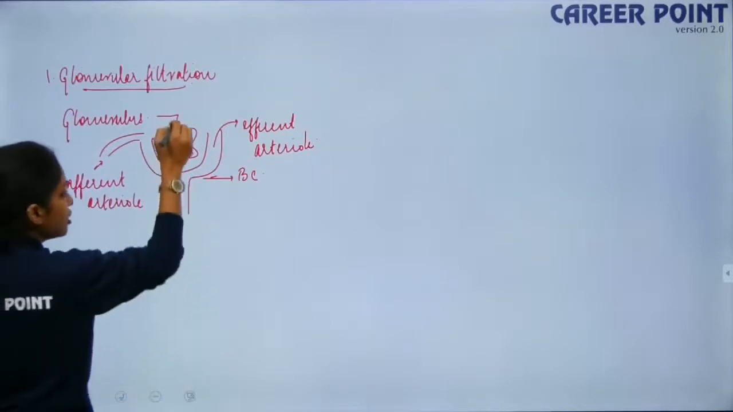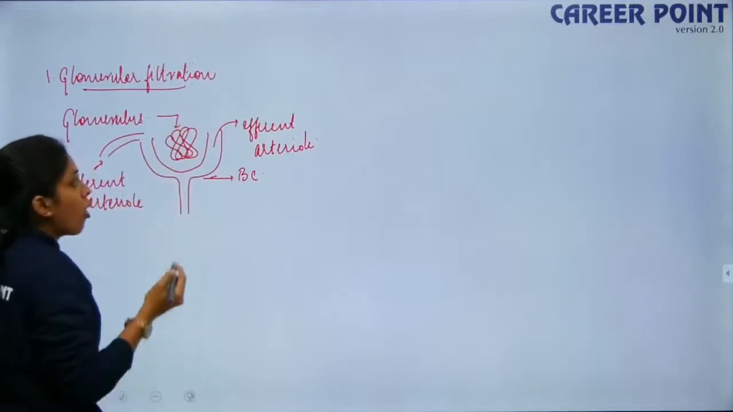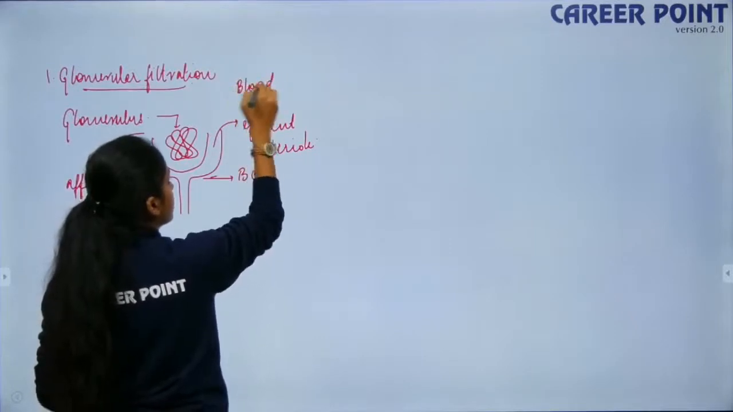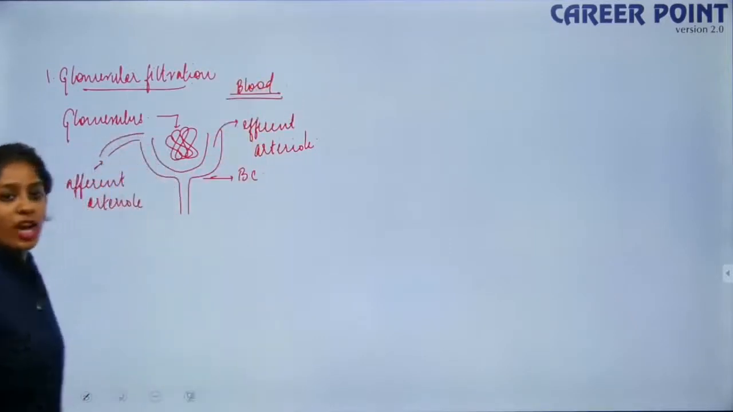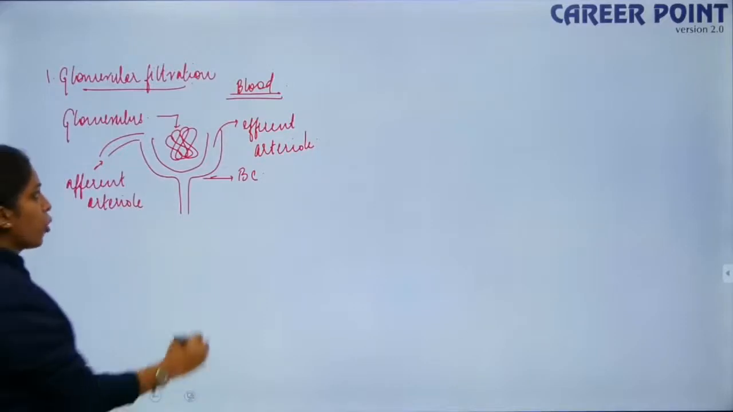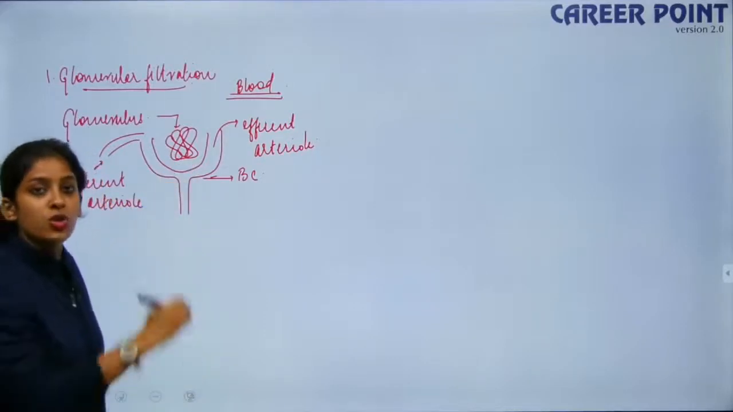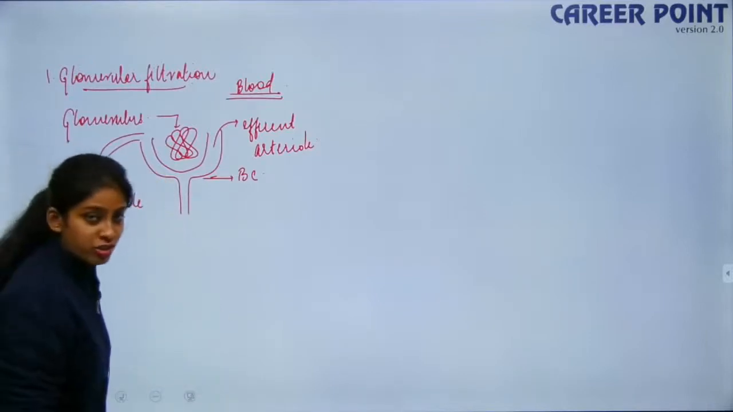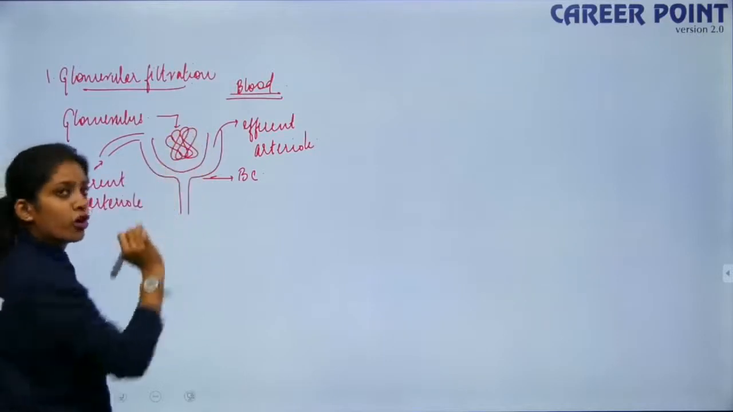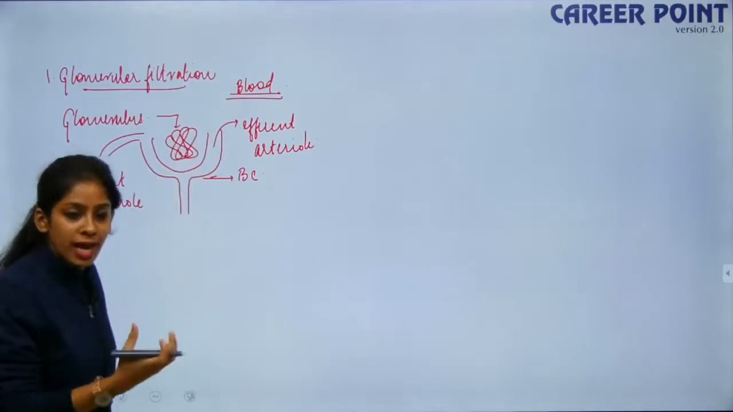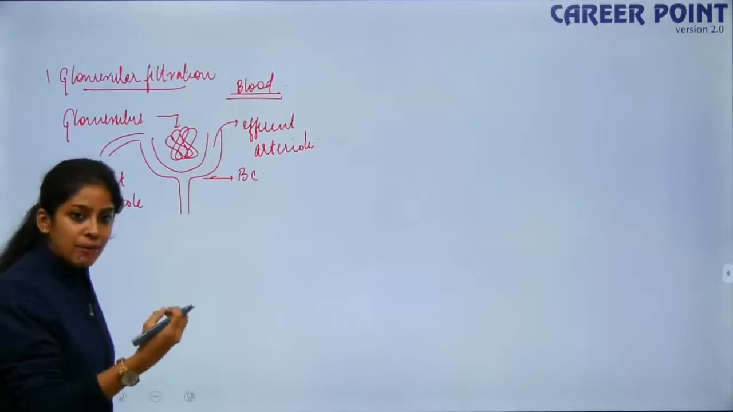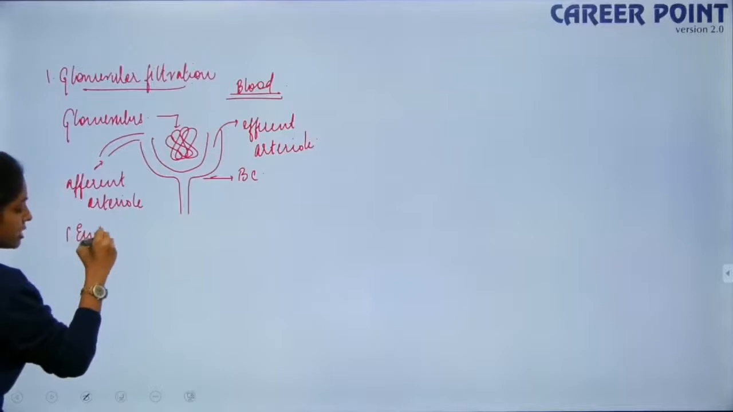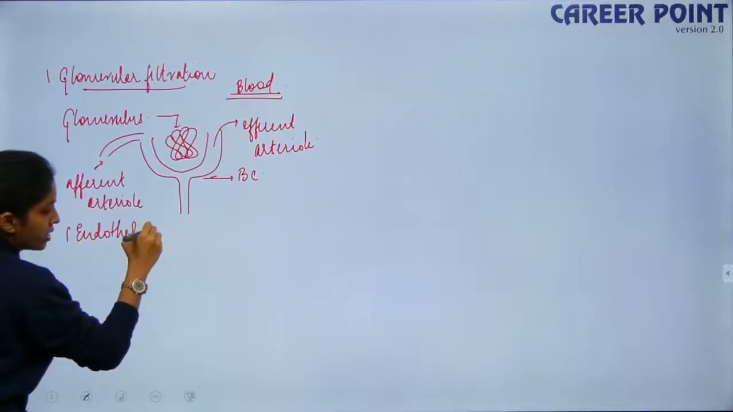Now, if I say filtration is going to be done, what is going to get filtered? Blood is going to get filtered, alright. For the process of filtration, who are participating? The participant in this process of filtration is the blood vessel of your glomerulus. The glomerulus is a network of blood capillaries, which is known as the endothelium. So the first layer is the endothelium of the glomerulus.